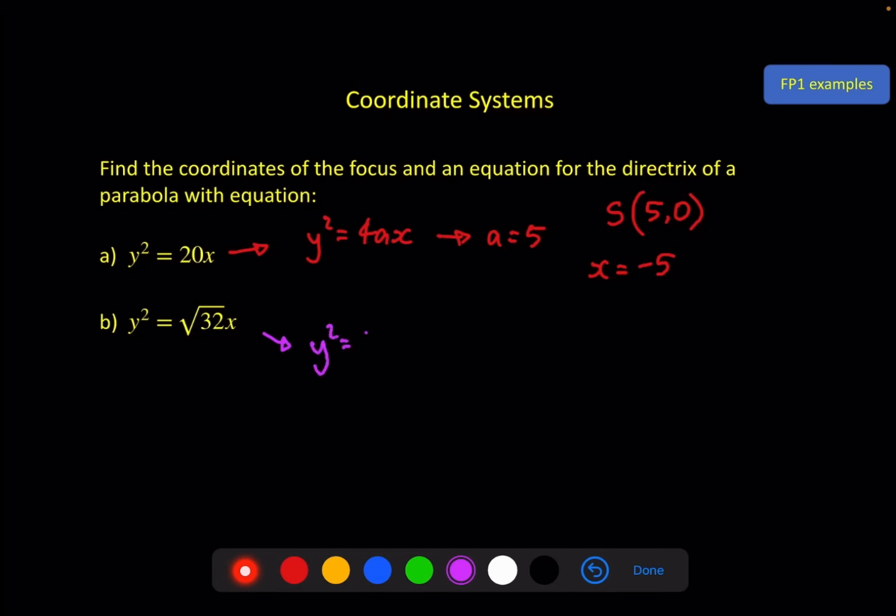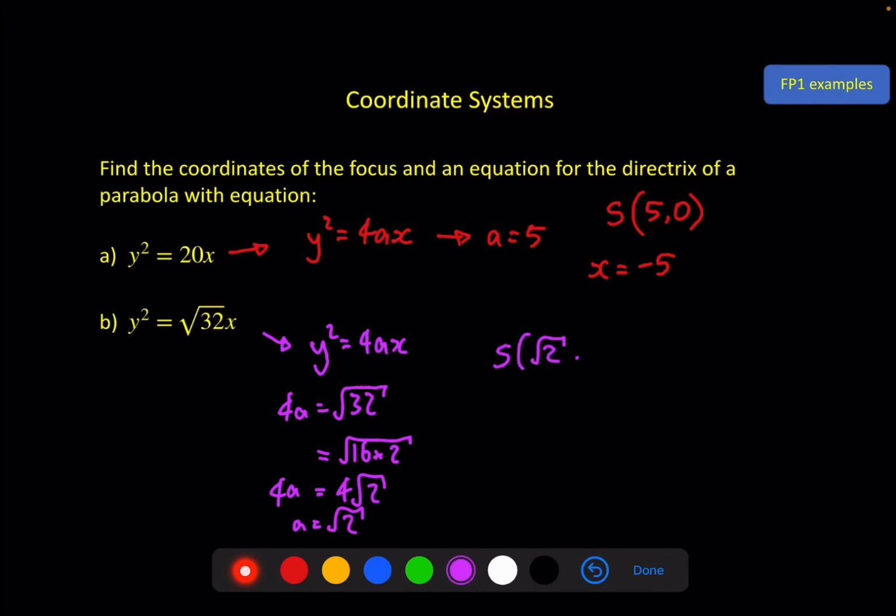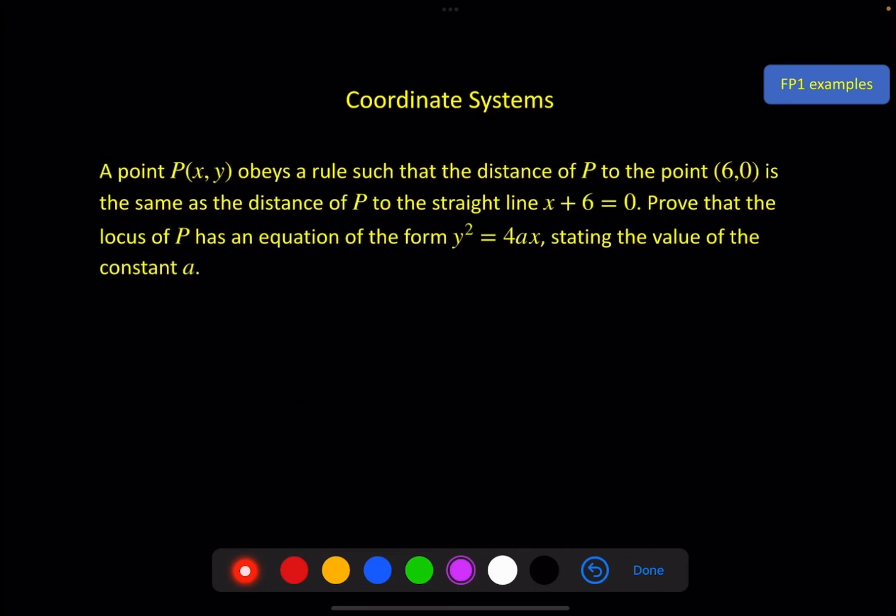y squared is equal to 4ax, and if that is equal to root 32 x, then we can say that 4a must equal root 32. A quick bit of calculation, root 32 is root 16 times 2, which is 4 root 2, so a must be root 2, which immediately tells us that the focus is root 2, 0, and the directrix has equation x equals minus root 2, or you might sometimes see it written as x plus root 2 equals 0. So questions like this are quite straightforward, but a question like this requires us to prove something.